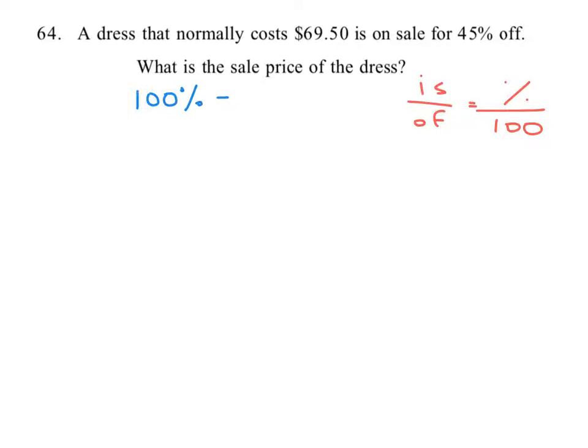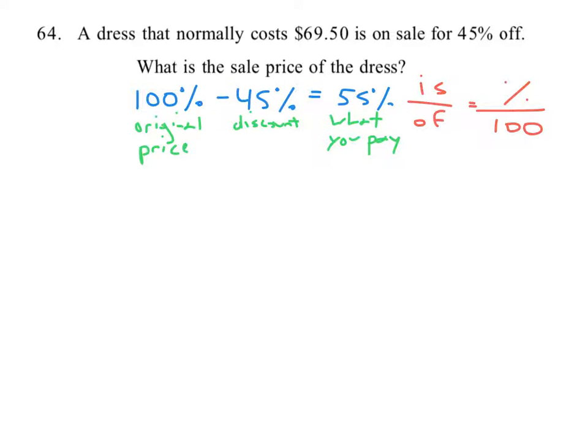100%, take away 45%, which is what you're saving, and I will actually write it under here. Original price is the full price, 100%, minus 45% discount equals what? 55%. Okay, and that is what you pay, because that's what you want to know. What is the sale price, or what do you pay?